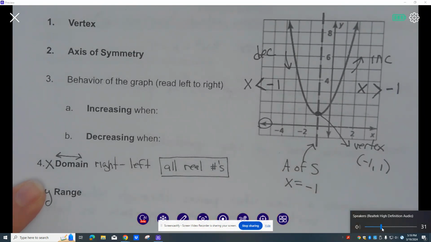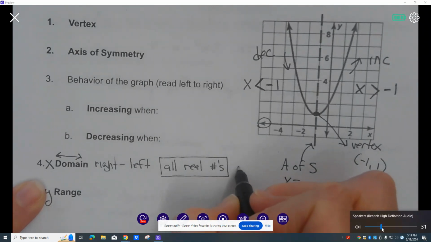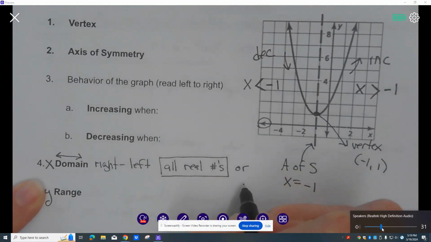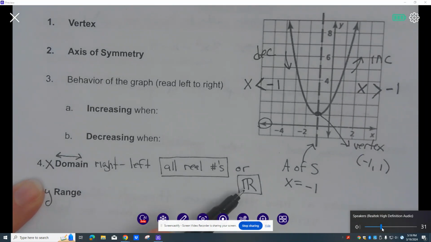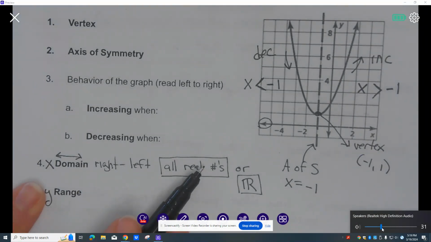There is a shortcut way for writing all real numbers. So I'm going to say it, or you could use this symbol. I like to call it the double-legged capital R. This symbol means all real numbers. So the domain for a parabola will always be all real numbers.